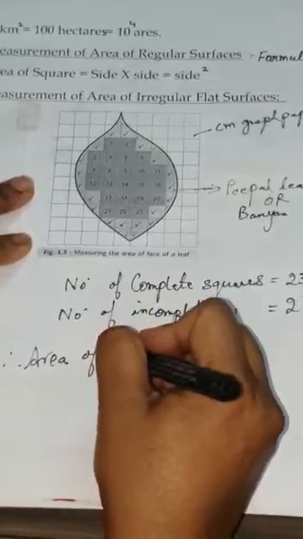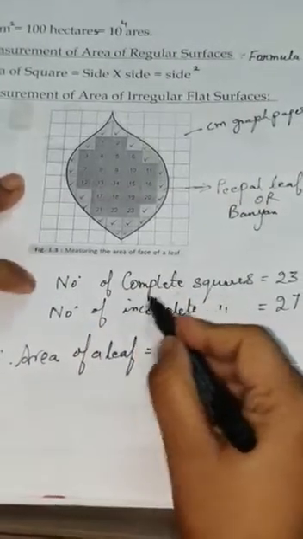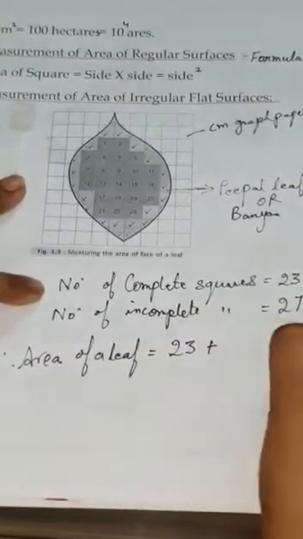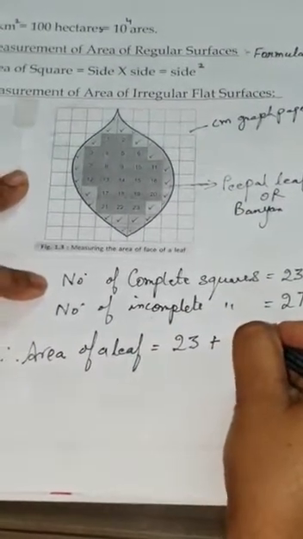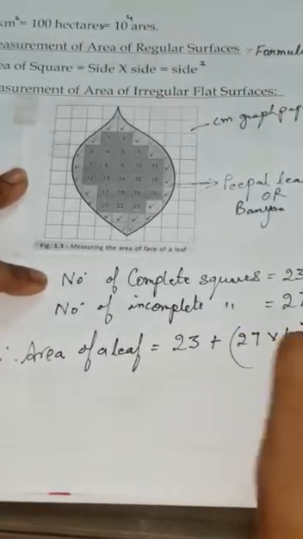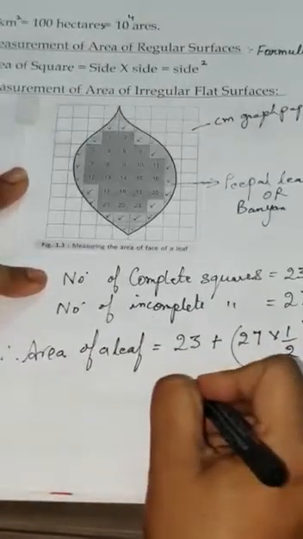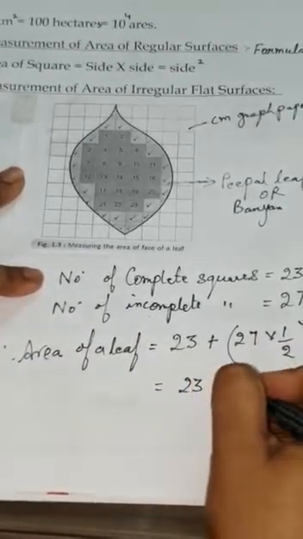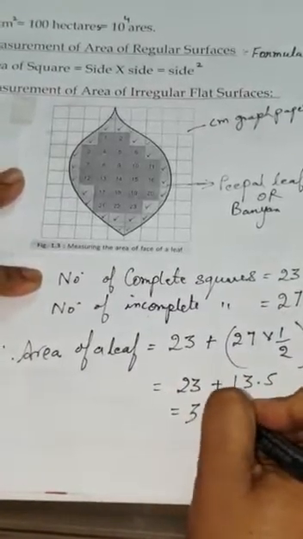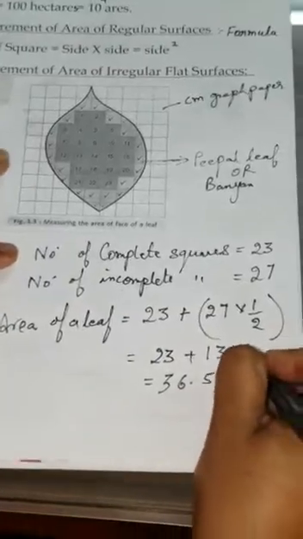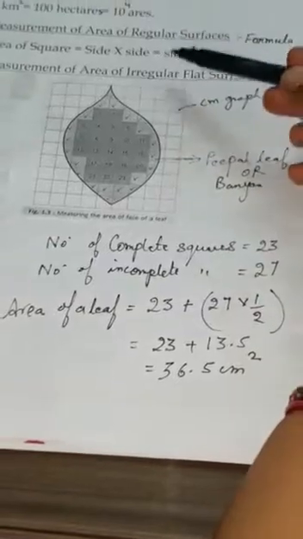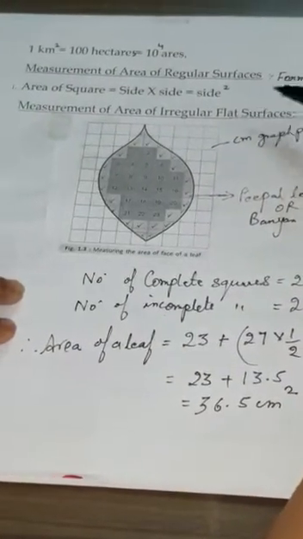So how will you find the area of the leaf? Area of the leaf is equal to the number of complete squares, that is 23, plus the number of incomplete squares, 27, into 1 by 2, since these are incomplete squares. So 23 plus 13.5 gives 36.5 centimeter square. By this method, we can find the area of irregular flat surfaces.